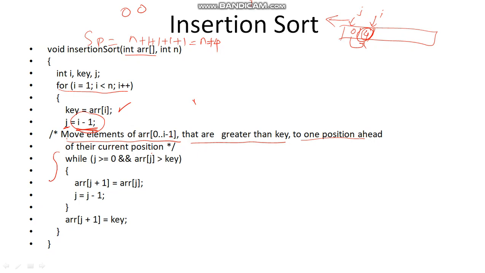So this part will take care of moving the array, and at the appropriate location, array of j plus 1, this key element will be placed. So let us try to do it by considering an example. Let us say this is an array of 4 elements.